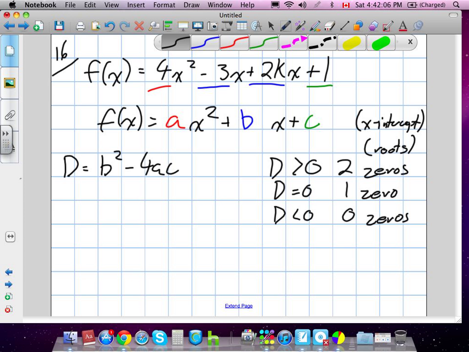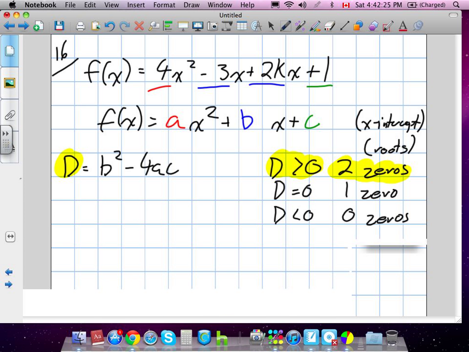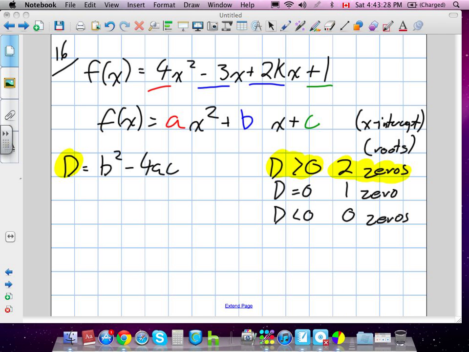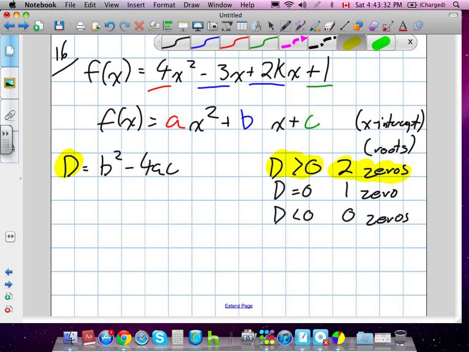Now, in this question specifically, they told us that this had 2 zeros. Or in other words, the discriminant is going to be equal to a number greater than 0. So the number is going to be a larger number than 0. So there'll be 2 zeros. So what it's saying is the discriminant needs to be larger than 0. So in other words, this d here needs to be greater than 0. Okay, that's what my equation is going to be.